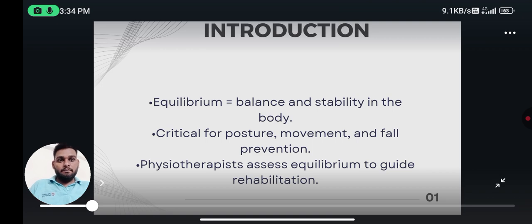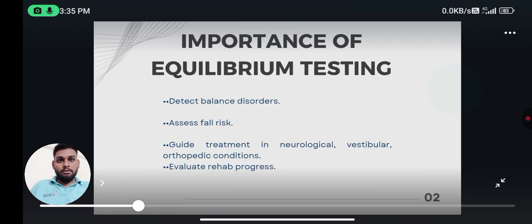What is equilibrium? The balance and the stability in the body is called equilibrium. It is the criteria for posture, movement, and fall prevention. And the physiotherapist assesses equilibrium to guide the rehabilitation.